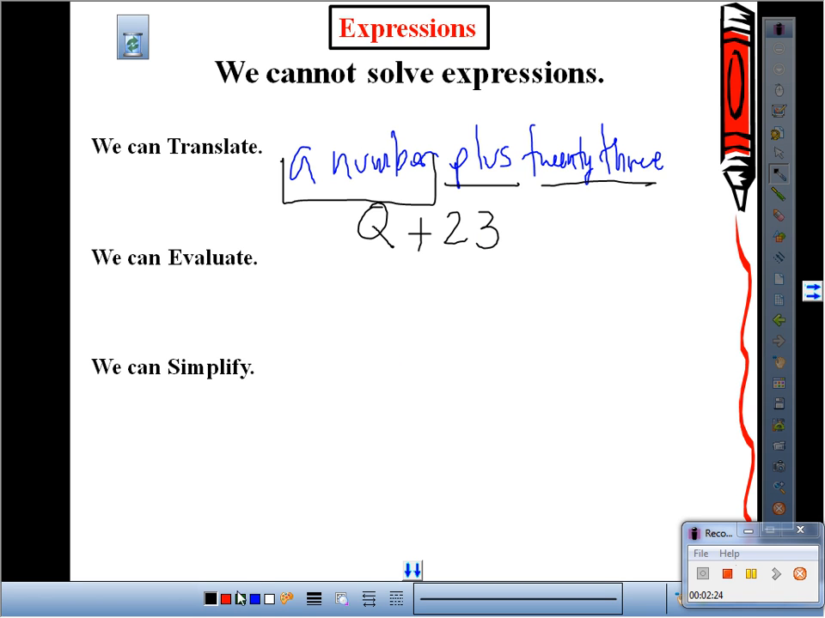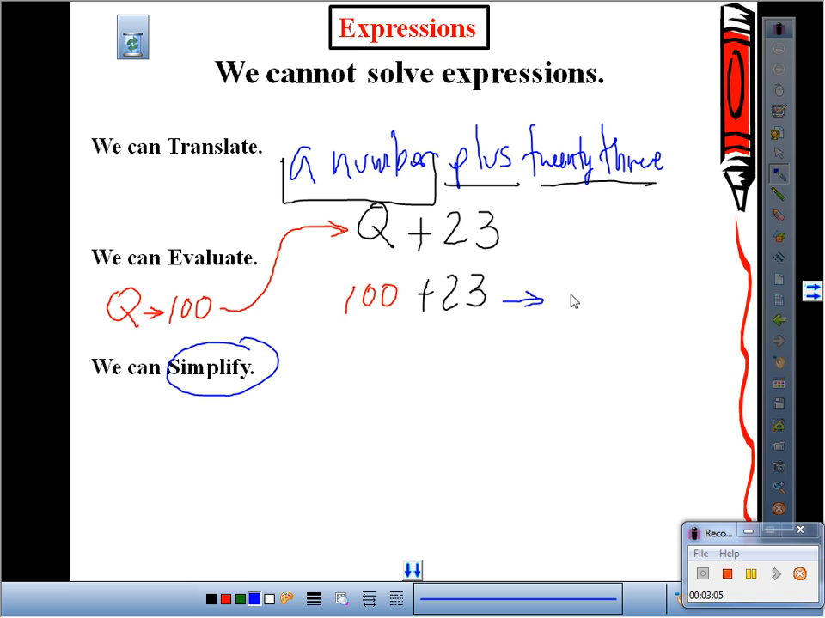Next. To evaluate, well, somebody needs to give us an expression and they need to give us a value for the variable. So let me give you a value for the variable. Let's say that q is 100. So now that we have the expression to evaluate, we need to take this value and substitute it in there. So what is it going to read now? 100 plus 23. The last step, check this out. The last step here is what we call simplify.